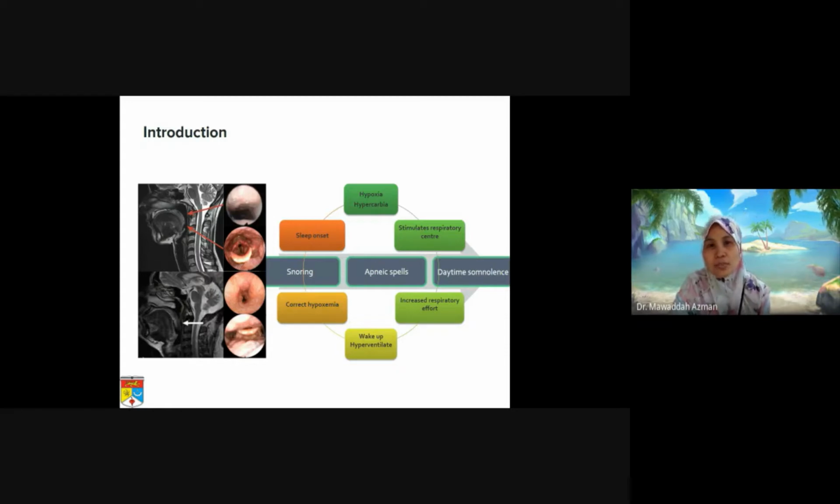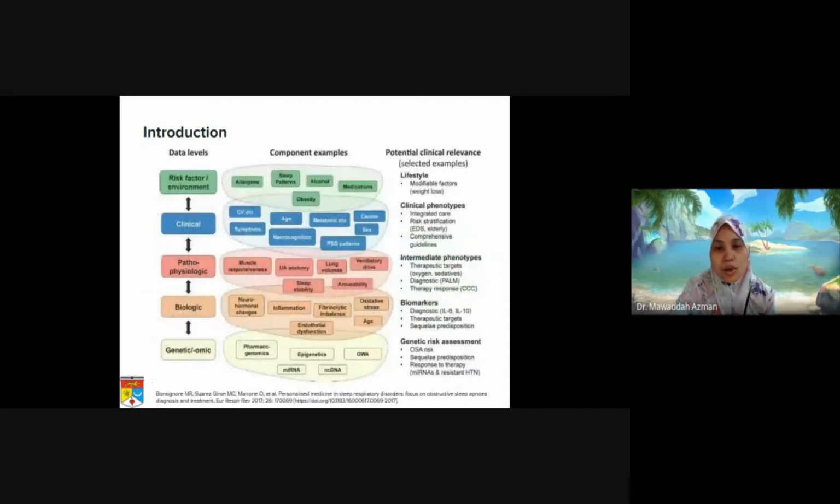And when this obstruction progresses and becomes a complete obstruction, there will be hypoxia and hypercarbia, which in turn stimulates the respiratory center, causing arousal, and the patient will eventually wake up and gasp for air. When the hypoxemia and hypercarbia reverse, the patient goes back to sleep, and the cycle of obstruction, hypoxia, hypercarbia, and stimulation of the respiratory center occurs over and over again throughout the patient's sleep. But we all know that the current thinking is different.